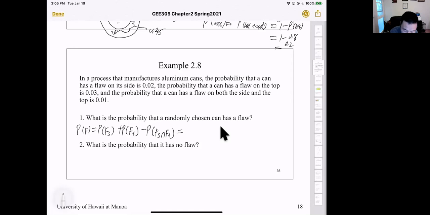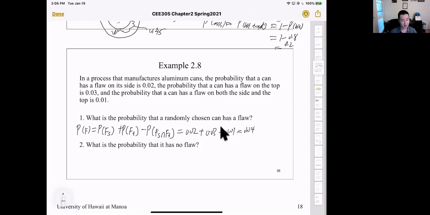So plug in the numbers. Probability of a flaw on the side, 0.02. Probability of a flaw on the top, 0.03. Minus the probability of a flaw on both the side and the top, which is given as 0.01. So that is a 4% chance it has a flaw.